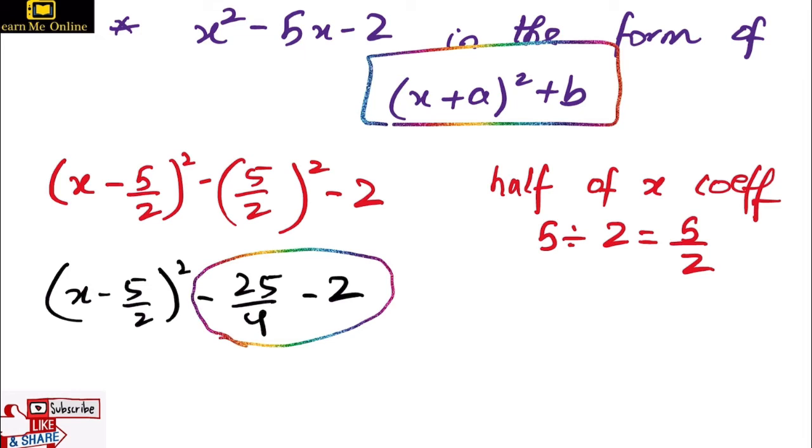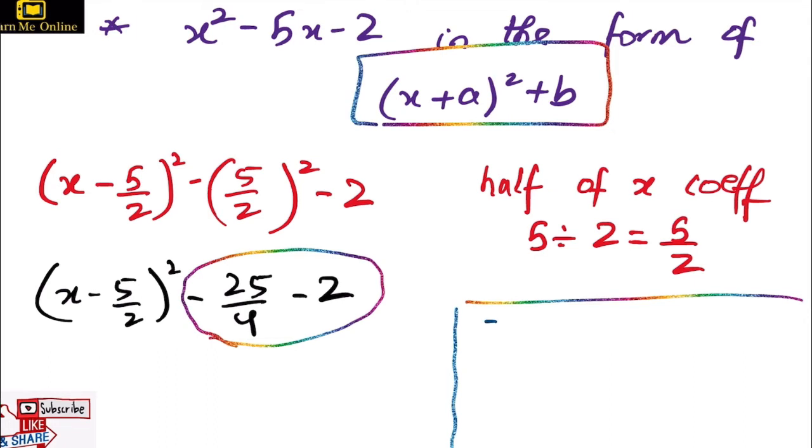How we're going to simplify, I'm going to show you on the side now. So the simplification of them would be, you write down minus 25 over 4 minus 2. You make the denominators the same. Because we don't have any denominator under 2, it's 1. And then we do the step of making the denominators the same. So you multiply the top and the bottom by 4.